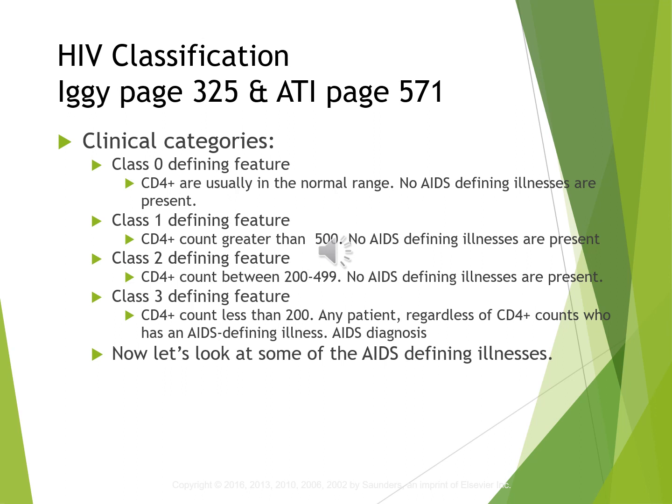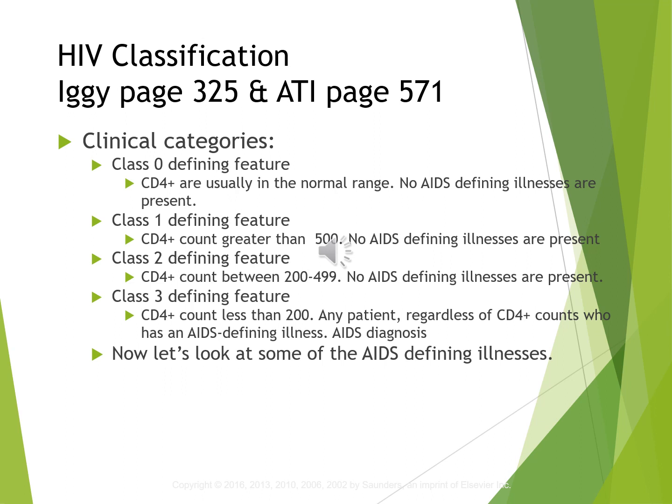So this class 0 defining features, this is where the patient has already been diagnosed. So we do know that they are positive, but the CD4 is usually in a normal range. And a normal range is 800 to 1,000. So their CD4 count still looks in a normal range, and we have no AIDS-defining illnesses at this time. Class 1, the CD4 count is usually greater than 500, but still lower than that normal range of 800 to 1,000. And they also have no AIDS-defining characteristics.